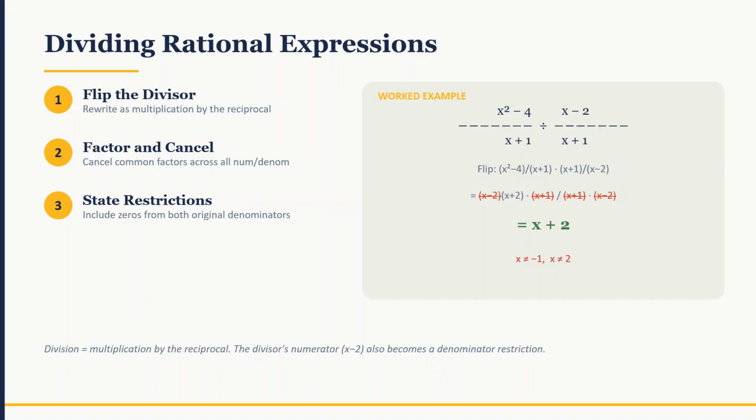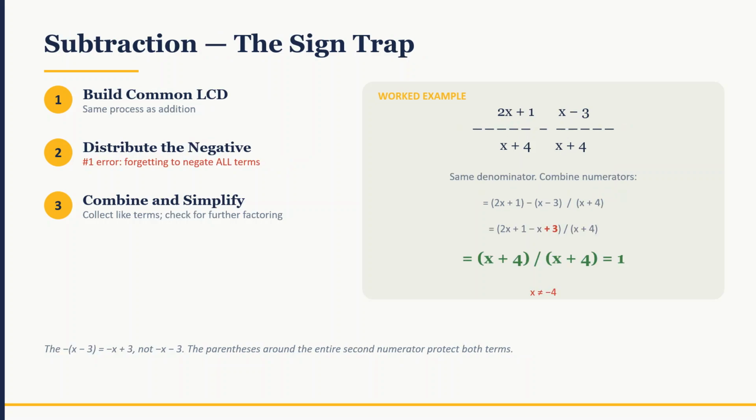The x plus 1 appears in both a denominator and a numerator, so cancel it. The x minus 2 appears in both a numerator and a denominator, so cancel it. What remains is x plus 2. The final answer is x plus 2, with restrictions x not equal to -1 and x not equal to 2 from the cancelled factors. Now let us tackle subtraction, where the negative sign creates a common trap.